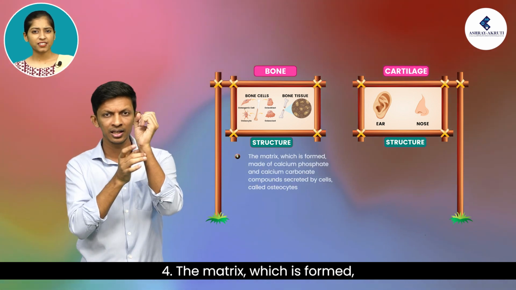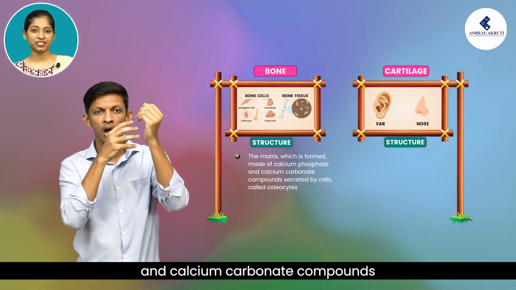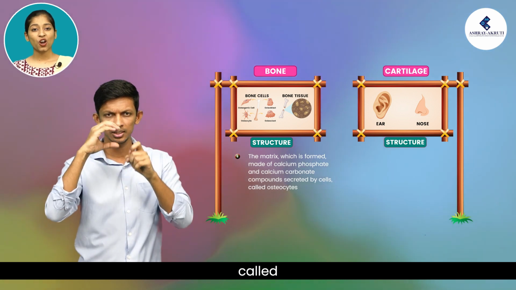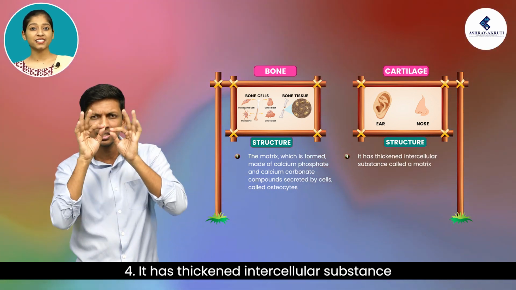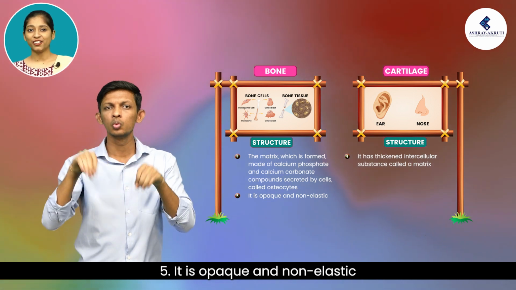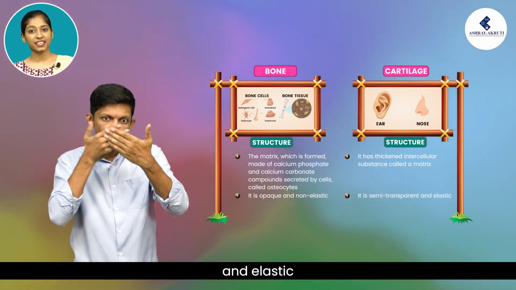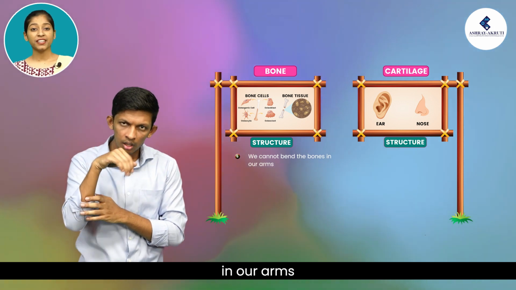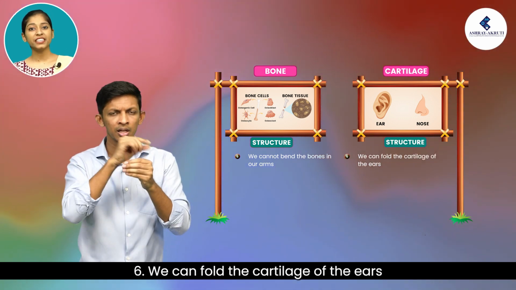Bone. The matrix is made of calcium phosphate and calcium carbonate compounds secreted by cells called osteocytes. Cartilage. It has a thickened intercellular substance called matrix. Bone. It is opaque and non-elastic. Cartilage. It is semi-transparent and elastic. Bone. We cannot bend the bones in our arms. Cartilage. We can fold the cartilage of the ears.